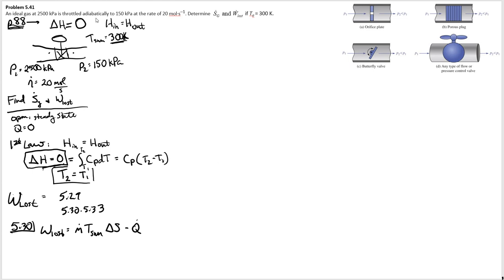We can immediately say, okay, this is adiabatic. There's no heat transfer between the system and the surroundings. That's equal to 0. Do we know our mass or mole flow rate? Yes, we do. Do we know our T surroundings? Yes, we do. Do we know our delta S of our gas? We don't yet, but I think we can calculate that.